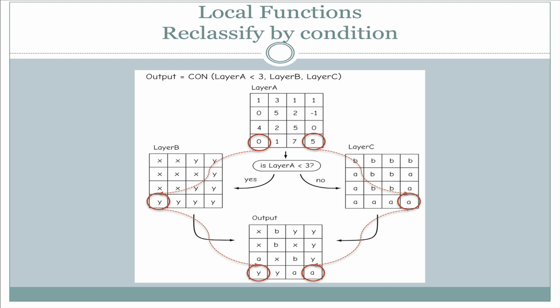So in the final table, we can have values of X, Y, A, and B, just depending on what the original values were in layer A. This is a very powerful tool because then you can have all different values depending on 2 different input rasters on a grid cell by grid cell comparison.